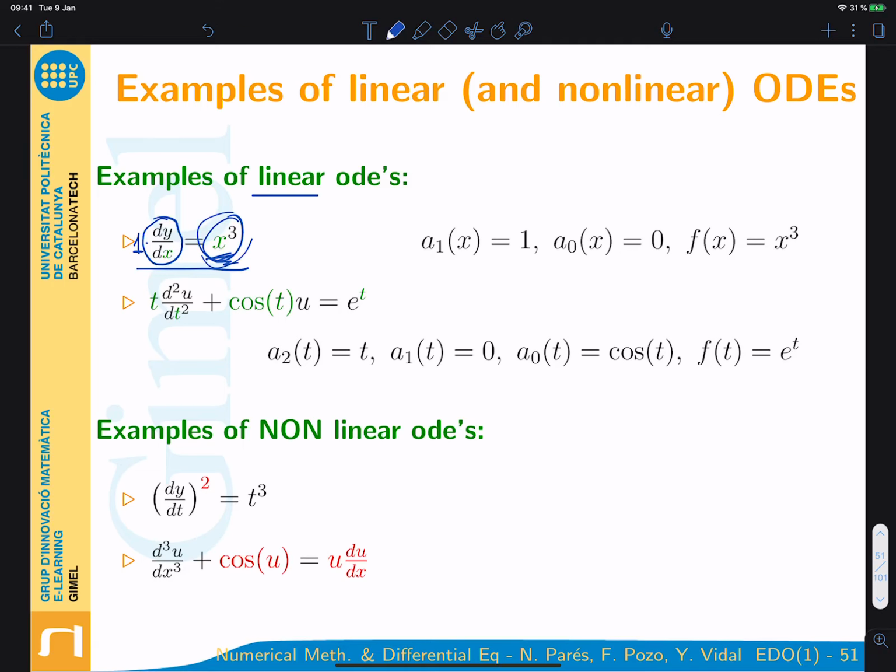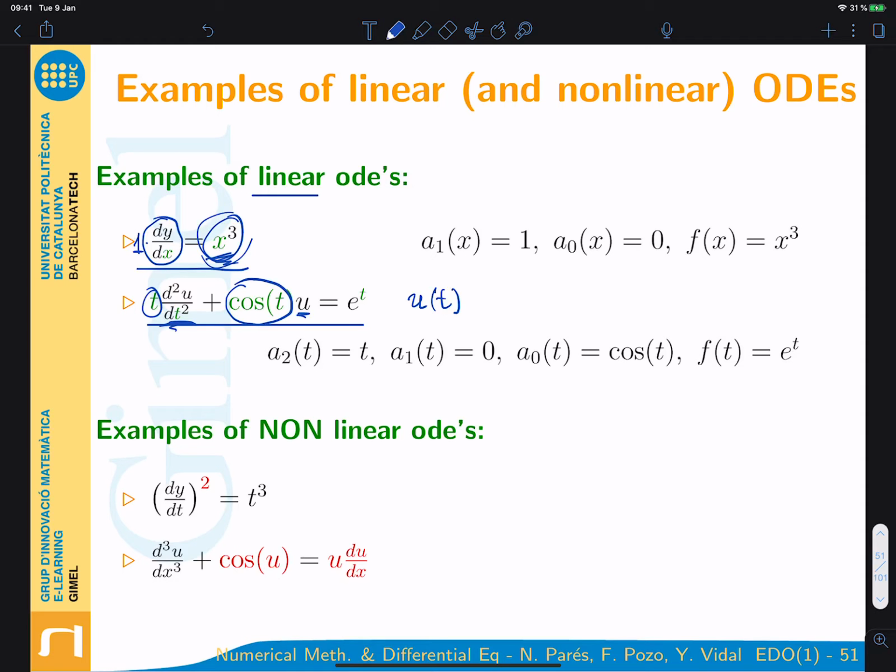Another example, this equation here is linear because in this case, the unknown function is u and it depends on t. And we can see that u and the second partial derivative of u both have coefficients that only depend on t, so they appear in a linear manner.